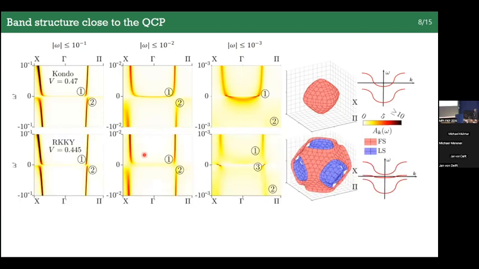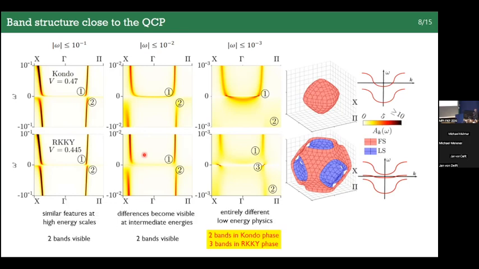In the RKKY phase, initially it looks like there are only 2 bands, but if you zoom in sufficiently closely, you notice that there's a 3rd band over here. And in my cartoon, I'm trying to emphasize what's really going on. There's a 3rd quasiparticle band that shows up due to this Luttinger surface. So that is one of the main messages, this existence of a 3rd quasiparticle band in the RKKY regime.